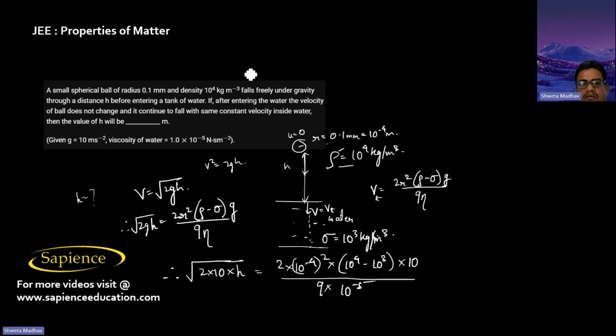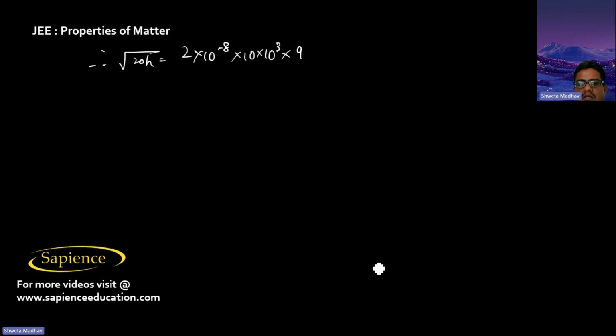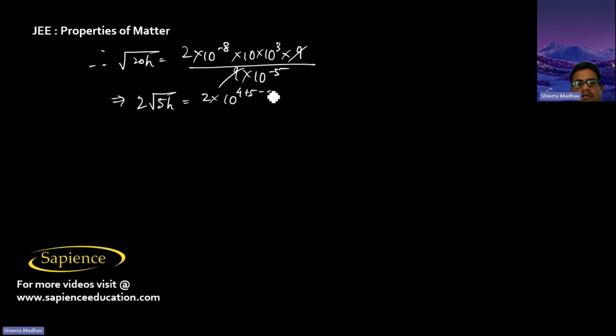Therefore, we can say root over 20h is equal to 2 into 10 power minus 8 into 10 into 10 power 3 into 9, since by 10 power 3 I can take as common from here, then 10 minus 1, that is 9. Then divided by 9 into 10 power minus 5. So now 9 and 9 will get cancelled. So therefore we can say 20 root over 20 means 2 root 5. So 2 into root 5 is equal to 2 into 10 power 4 plus 5 minus 8.